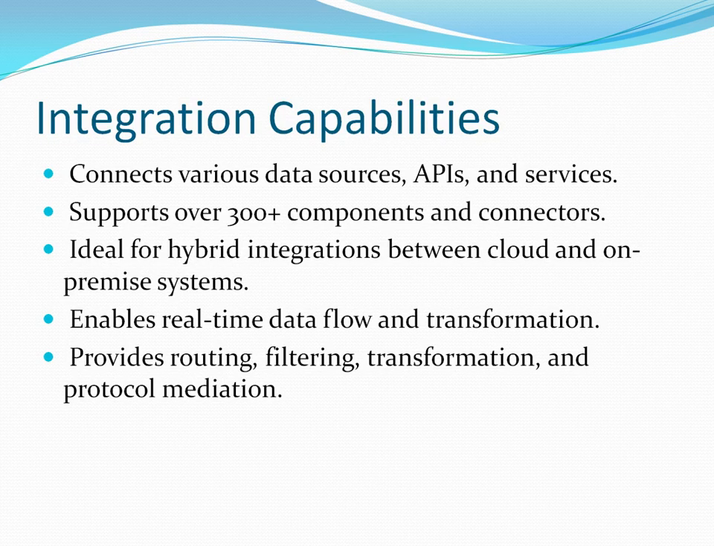Camel K is ideal for hybrid integrations, so we can connect cloud applications as well as on-premises applications. It enables real-time data flow and transformations. It provides all the features of an ESB product, like routing, filtering, transformation, and protocol conversion. So we can do all these things in this framework.